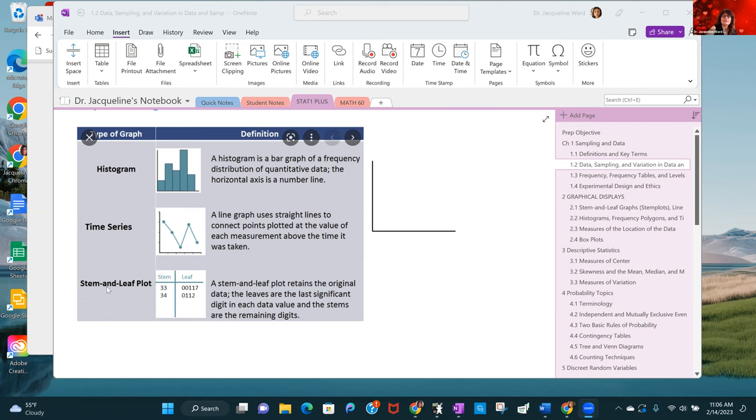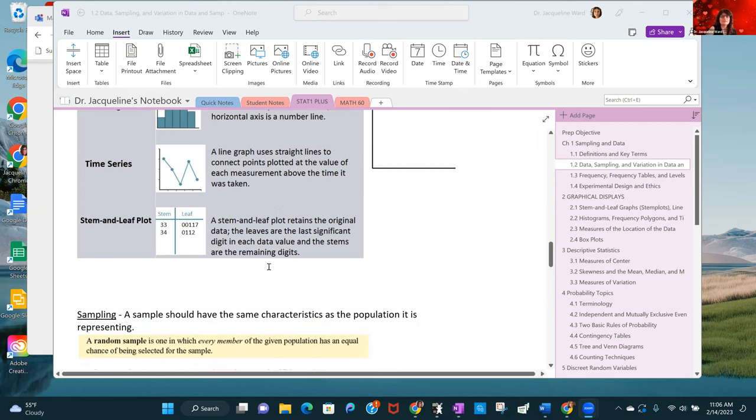And then this last one here is called a stem and leaf plot. If you've never seen one of these before, the stem represents the first two digits of a number, and then each leaf represents the last digit.